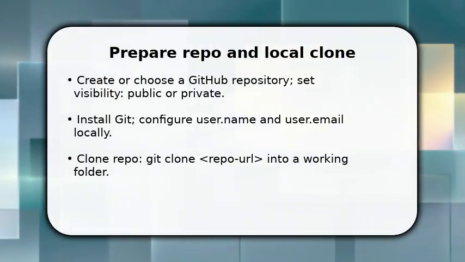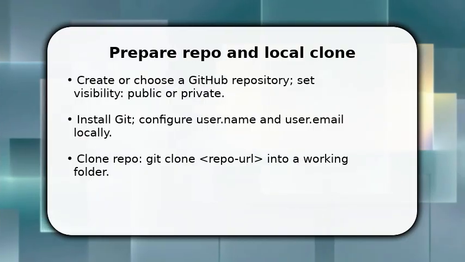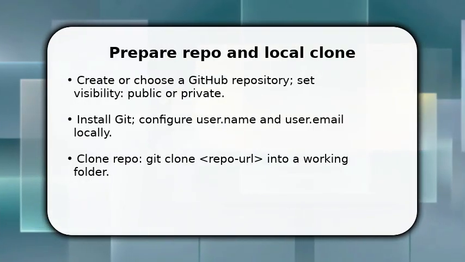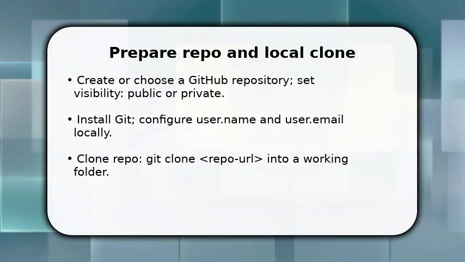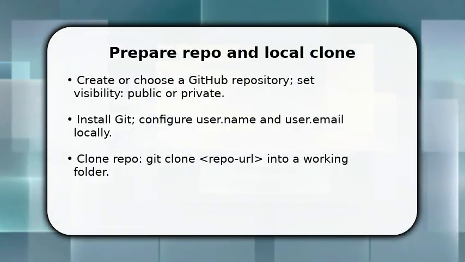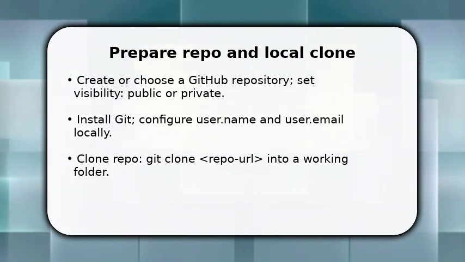Next, create or copy your project files into the cloned folder and check Git status to confirm untracked files. This first set of actions establishes a clean local workspace and aligns permissions before you add.